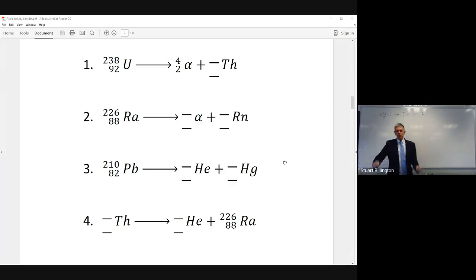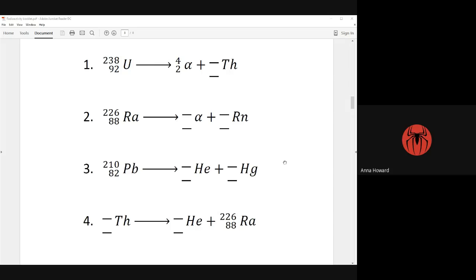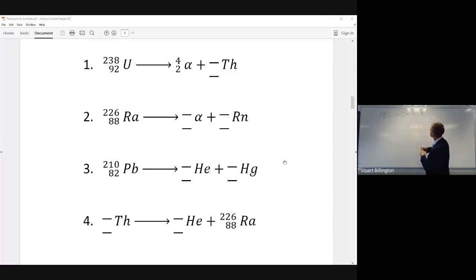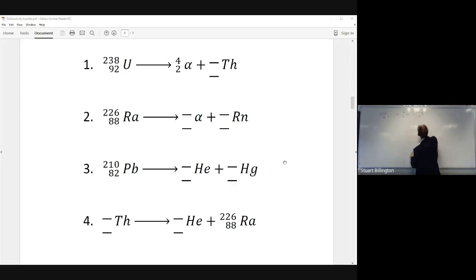Okay, so I'm not standing by the computer, so I can't see the chat. So if you could just unmute yourself and tell me what numbers should go here, please, for the element thorium. Is it 234 and 90? Perfect. Well done.